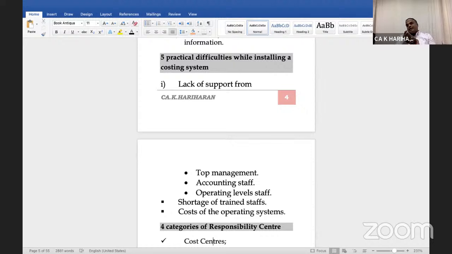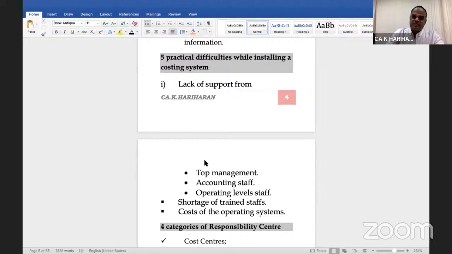No, I'm comfortable with the traditional costing system. Then lack of support from accounting staff. No, we are comfortable with financial accounts only. Why do we want to install another thing? Even if I convince the accounts people, lack of support from operating level staff. So at all places, when some change happens, immediately noise will come. So these are all what? Difficulties.